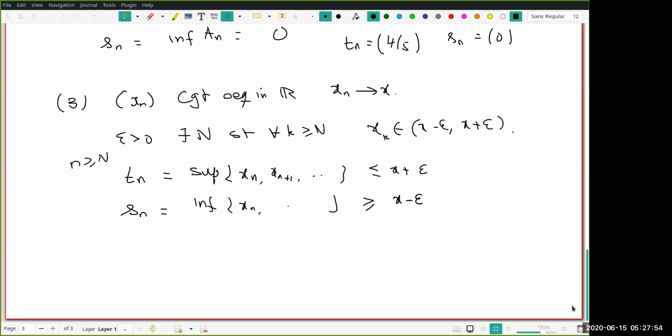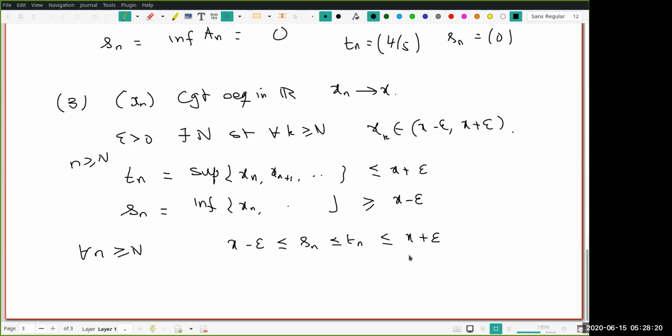So, what have we arrived at? Given an epsilon, choose a capital N with this property. Then, for each n greater than or equal to capital N, we have shown that x minus epsilon is less than or equal to Sn. Of course, Sn is less than or equal to Tn, but that is less than or equal to x plus epsilon.